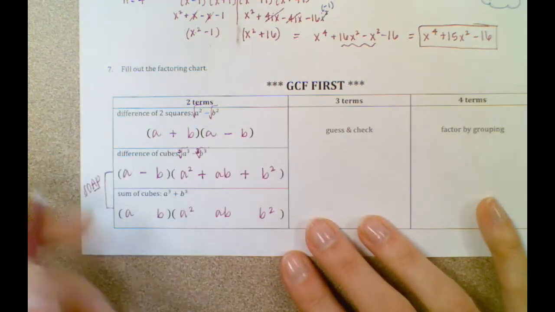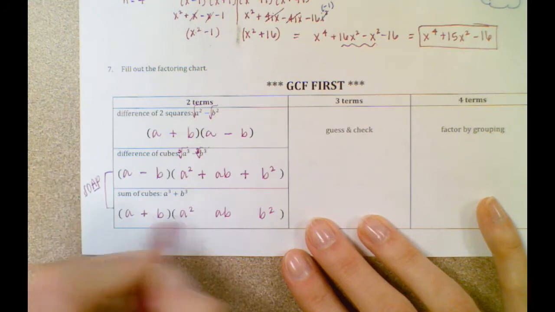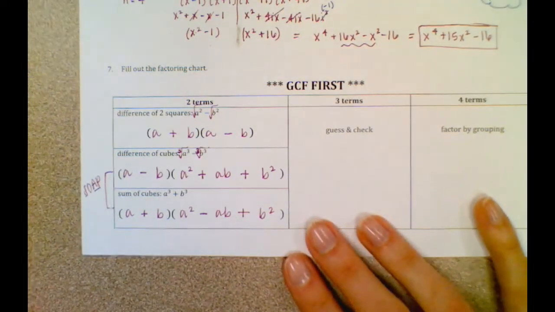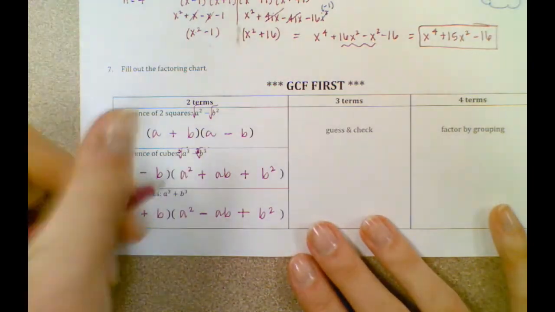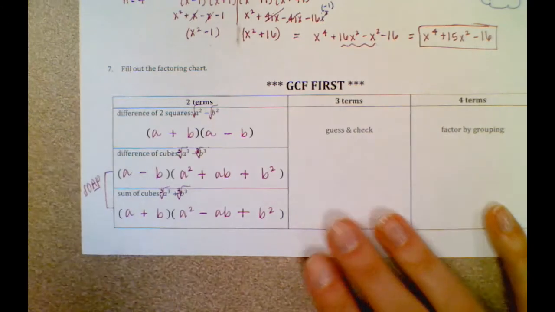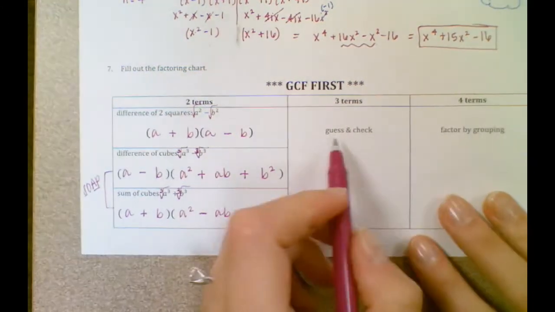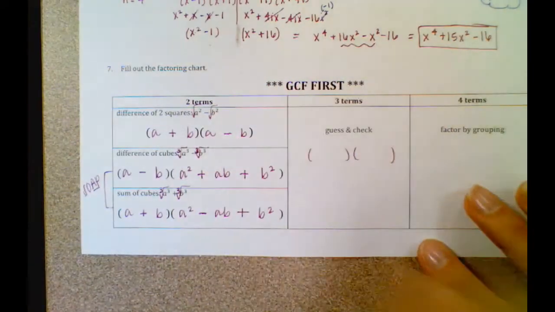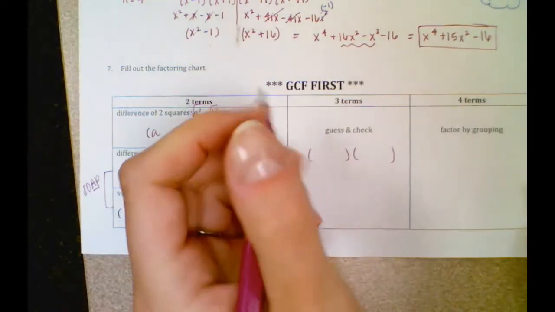Because this is a sum of cubes, it's same, opposite, always positive. So those are your formulas. To get a and b, remember you're just going to take the cube root of a and the cube root of b and plug them into that formula. If you have 3 terms, remember that's just guess and check. That's when you set up your 2 sets of parentheses and then factor by grouping.